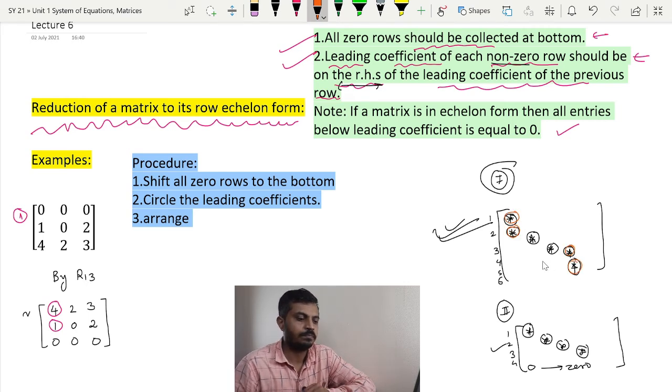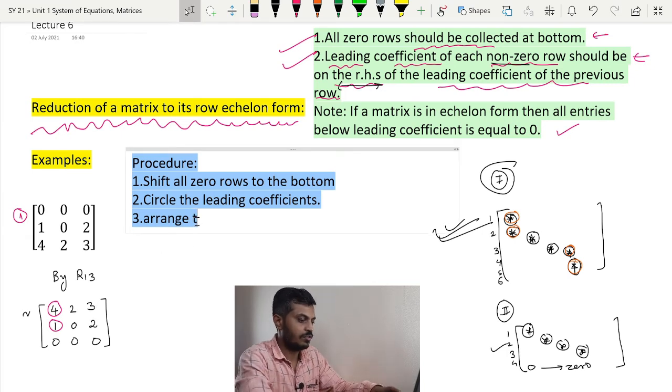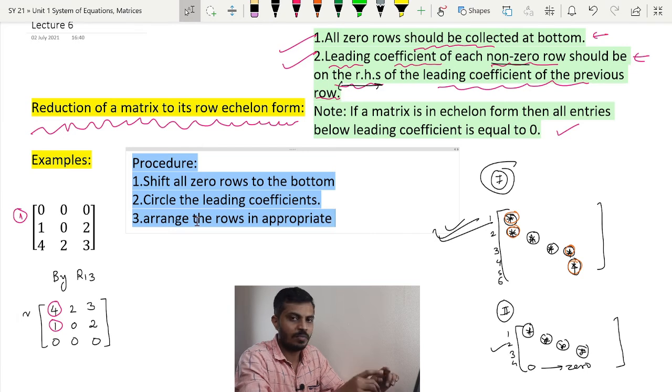Is that fine? Now how to tackle this, we are going to study later on. So the first step is to collect all the 0 rows at the bottom, which we have already done in this example. Circle the leading coefficients, we have already done. And the third step is arrange. I hope now you understood what is the meaning of appropriate order.